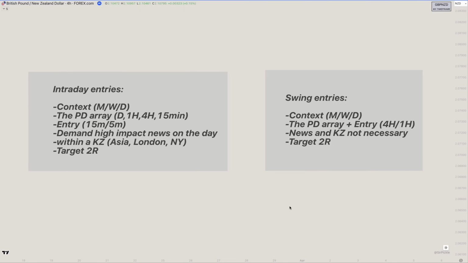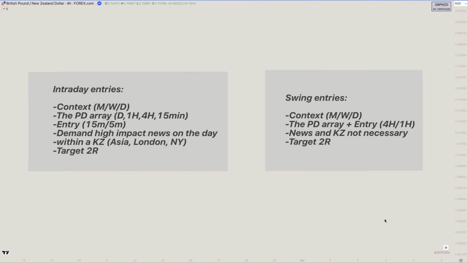For your swing entries, again, context necessary monthly, weekly, daily. Your PD array will also be your entry. So entries on the 4-hour and 1-hour time frames. News and kill zones are not necessary, and you're going to target a strict 2R as well. So I hope all of that helped. I'm doing both of these strategies at the same time. I'm doing my intraday trades as well as swing trades on a side account.